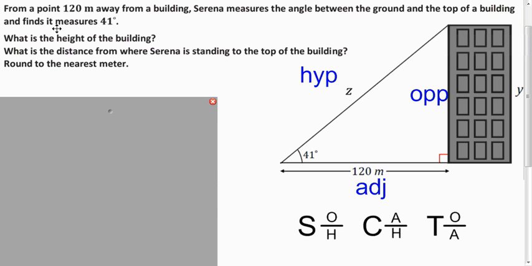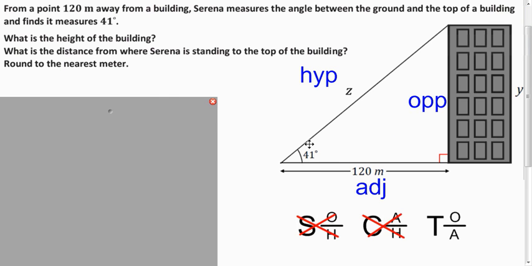Well, first, let's find the height of the building. So we're looking for the height of the building. We're going to use the opposite leg. So we have to use a ratio that contains opposite. So we can't use cosine here. And we know the length of the adjacent leg. So we have to have an adjacent in our ratio. So we can't use sine. So here we're going to use tangent.